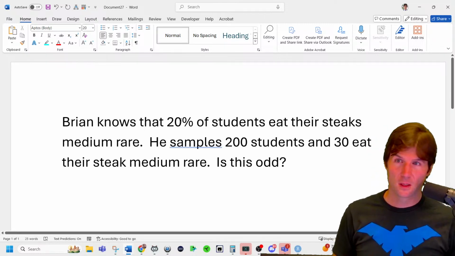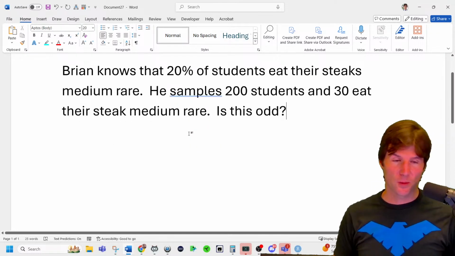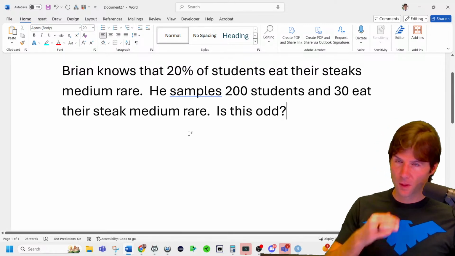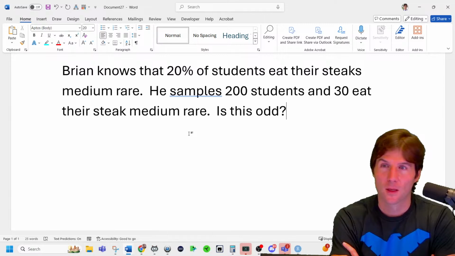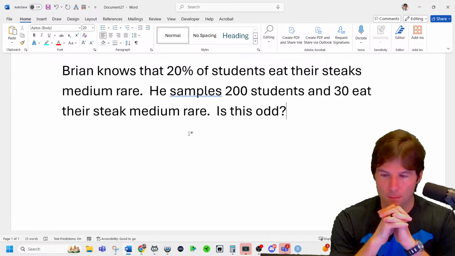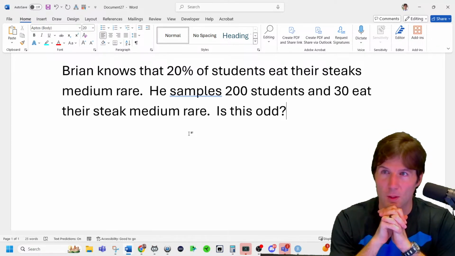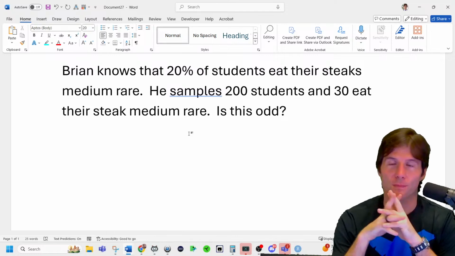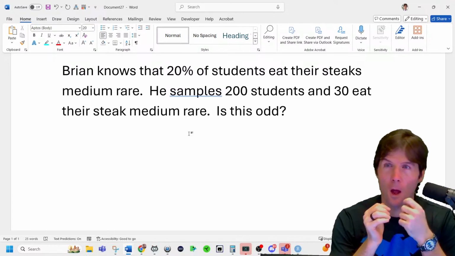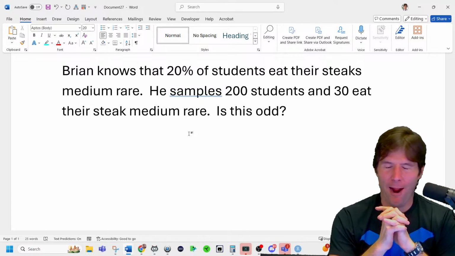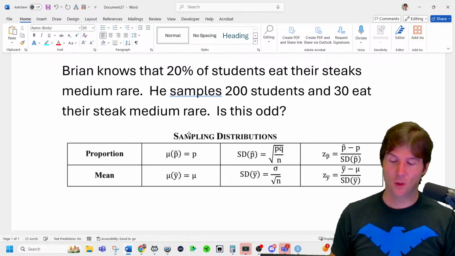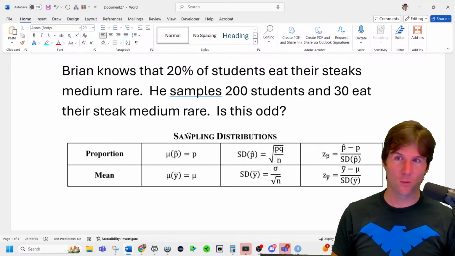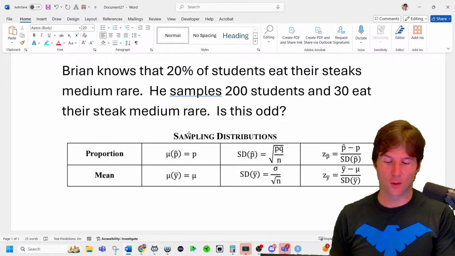Okay. What kind of data are we dealing with right here? Categorical or quantitative? Categorical. Because the question of, do you eat your steak medium rare, is a yes-no question. Does that make sense? So it's definitely categorical.